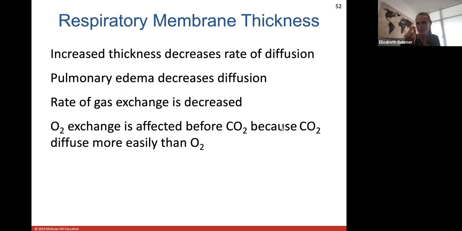So for the respiratory membrane thickness, if it's thicker, that means that diffusion, or the passageway of carbon dioxide and oxygen, won't pass through as easily. Pulmonary edema or swelling can decrease diffusion, so the rate of gas exchange could be decreased. Oxygen exchange is always affected more before carbon dioxide because carbon dioxide can always just diffuse more easily than oxygen in general.